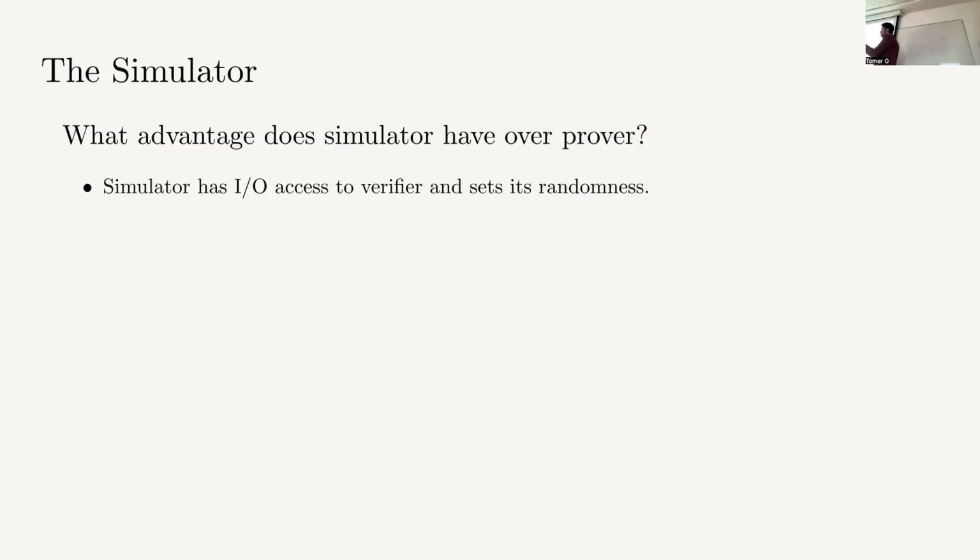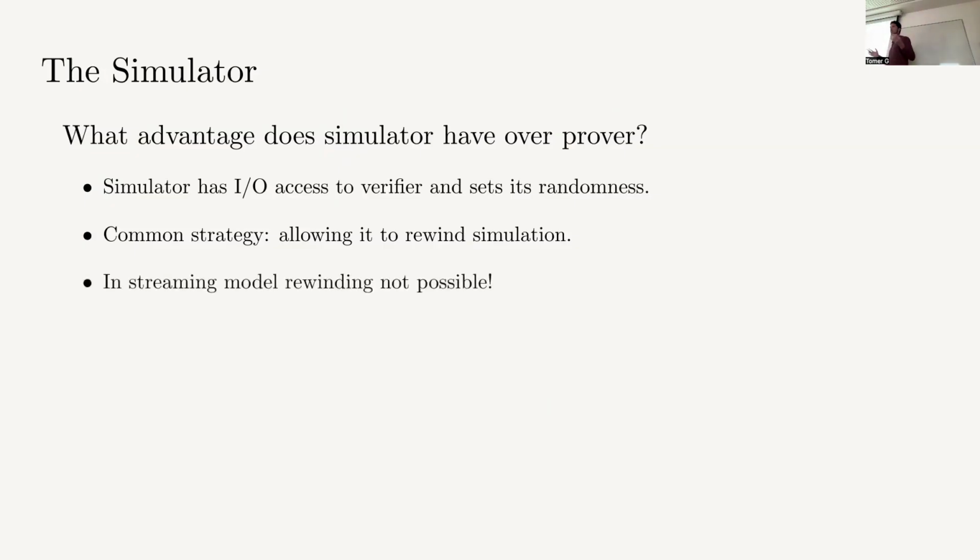Another advantage that is also common in the non-streaming zero knowledge literature is allowing the simulator to rewind the simulation. Basically, he tries to simulate, and if he fails, then it's like, okay, let's try again. And we want it not to fail with high probability, but let's leave that. The problem with the streaming model is that you can't rewind. The whole point of the streaming model is that the input is streamed once, and if you stream it more than once, then the whole problem becomes trivial and there's nothing to talk about.